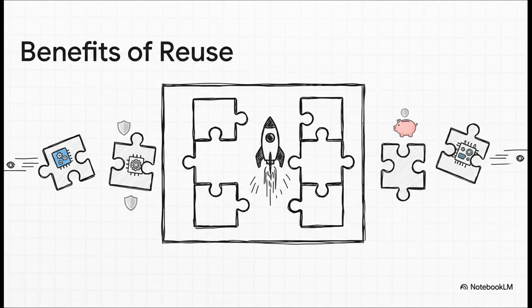When you use pre-built components, what are often called commercial off-the-shelf or COTS systems, you slash your costs and your risks. You're basically building with puzzle pieces that have already been tested and proven to work, which means you can get your final product built way faster.